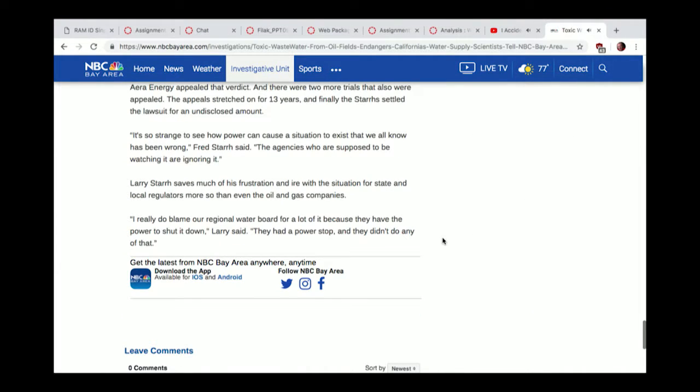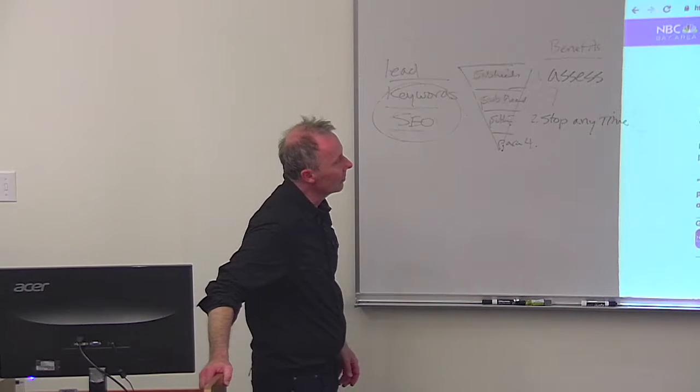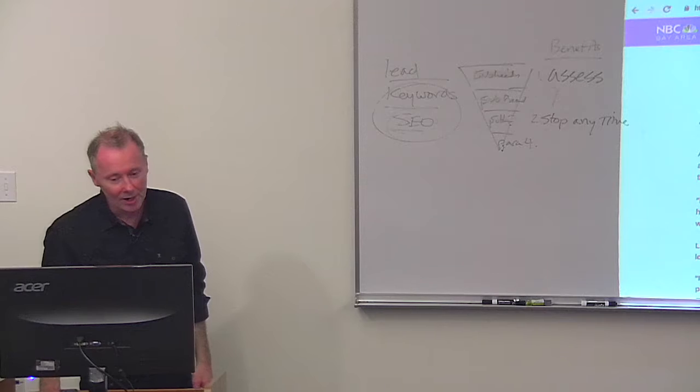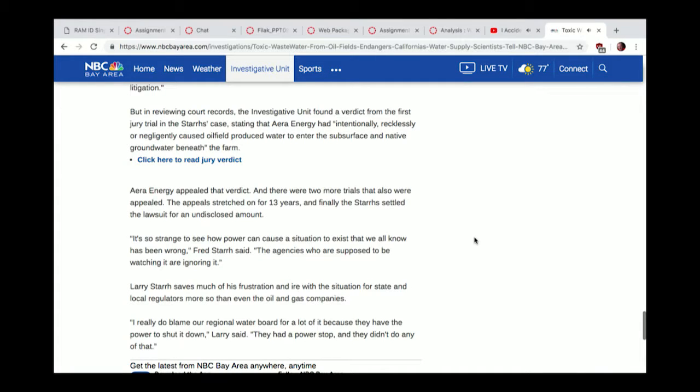Last class, when we looked at our story about the stars, look at where we go here. Eventually we get to Larry Starr, one of the kids, son of the family that has had their groundwater polluted by this energy company. He says, "I really do blame our regional water board for a lot of it because they have the power to shut it down," Larry said. "They had a power stop and they didn't do any of that." So that's the takeaway, the encapsulating quote: they may have won their court case, but their water's polluted and they're still mad at the regional water board for not doing anything. In this case, we're not expecting something to develop on the story, so instead we're getting encapsulating quotes at the end. So this is what's happened.